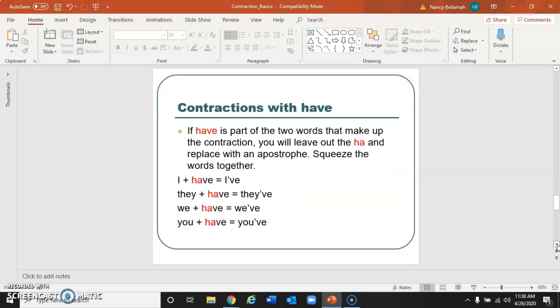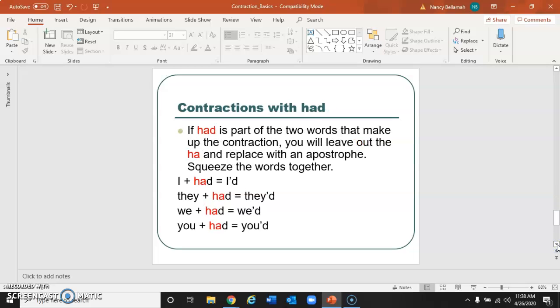If have is part of the two words that make up the contraction, you'll leave out the HA and replace it with an apostrophe. I plus have equals I've. We have they've, you've, we've. If had is part of the two words that make up the contraction, you'll leave out the HA and replace it with an apostrophe. I plus had equals I'd. We have they'd, we'd, you'd.